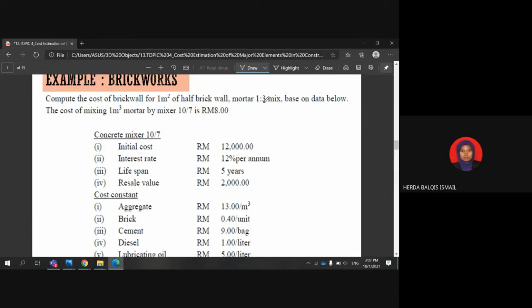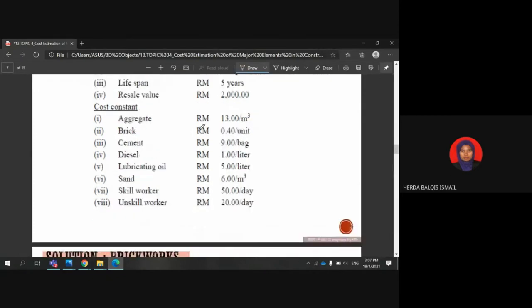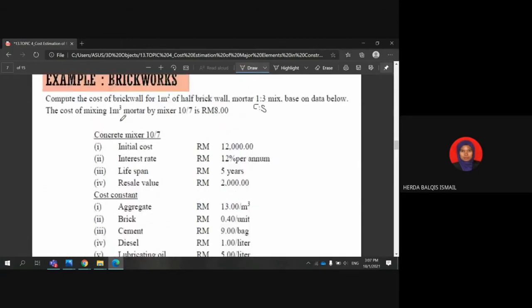So the ratio of cement to sand is 1 to 3. Based on the data below, it's given the price for the equipment, the materials, and also the workers. The cost of mixing 1 cubic meter of mortar by mixer, the model of the mixer is 10/7, is RM 8.